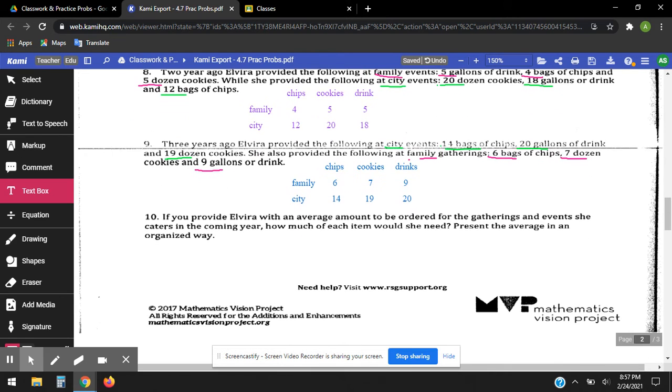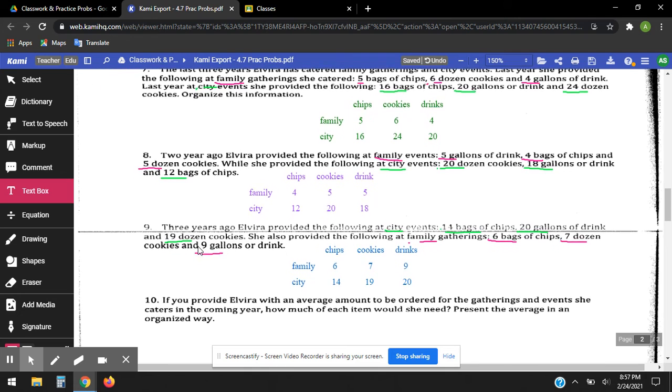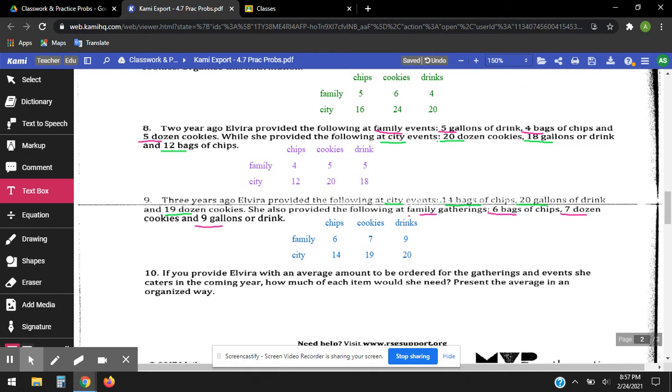All right, number 10. If you provide Elvira with an average amount to be ordered for the gatherings and events she caters in the coming year, how much of each item would she need? Present the average in an organized way. So first I'm just going to list what they had. I'm going to see if I can fit it all on my screen. We're going to start with family.